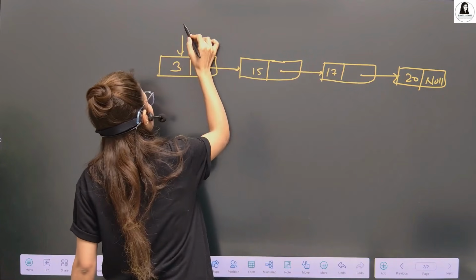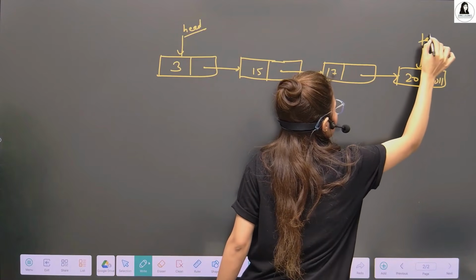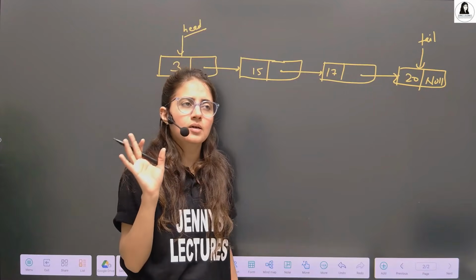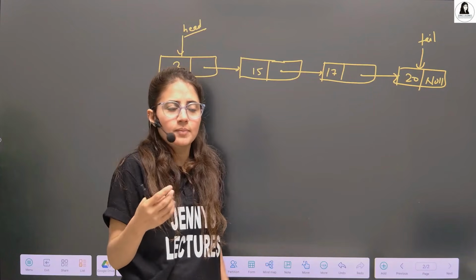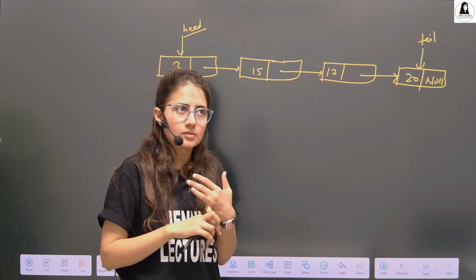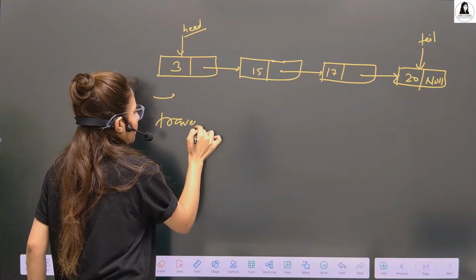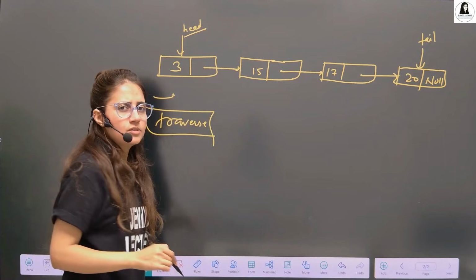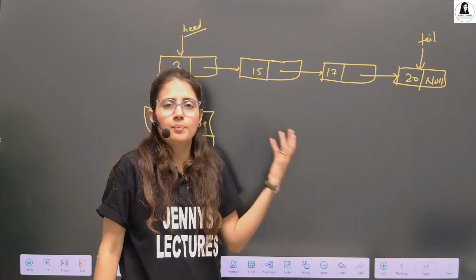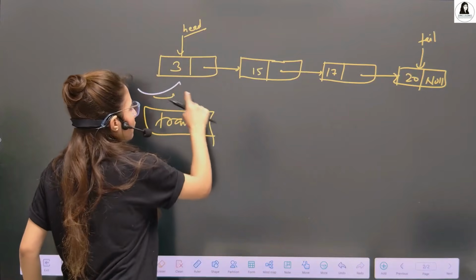Suppose this is my list. So the general operations performed on this list are insertion, deletion, and traversal. Searching is there, and a few more operations are there, but the main ones are traversal, insertion, deletion, and searching also you'll see. Now, how to traverse this list? Traversal means visiting each and every node once, maybe for printing or for doing some modification in the list.